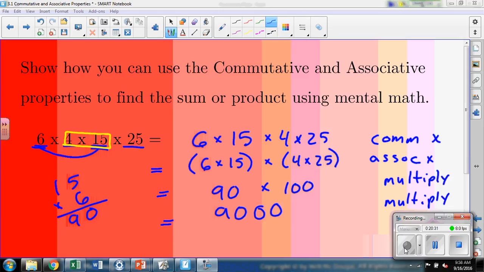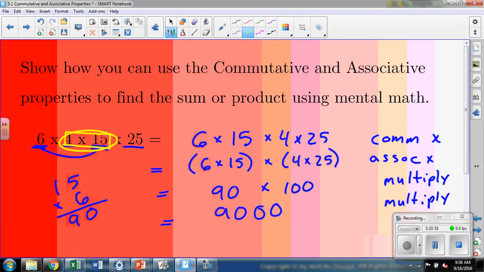And that's it. These are all the pieces that you needed to be able to do. With these problems, we are both recognizing and using our properties. That's, of course, what we were trying to do. Recognize the commutative property and use it. Recognize the associative property and use it.